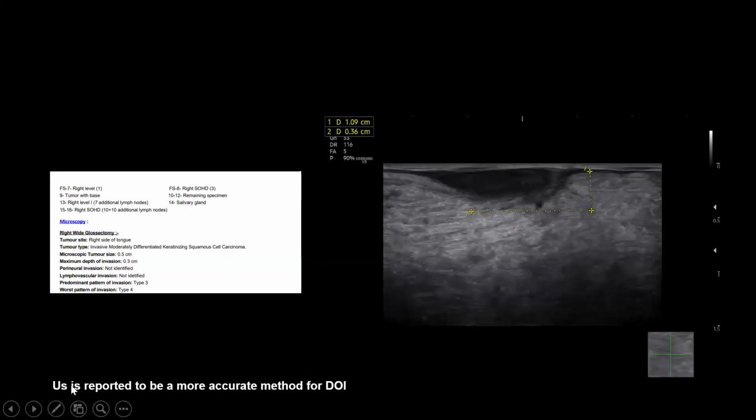Recently it has started coming up that ultrasound is more accurate for depth of invasion, because of its high resolution, especially in anterior tongue lesions. So this is a representative case that we have done here. The ideal way is you have to include the normal mucosa, draw a line along the normal mucosa, and then the maximum involvement is the depth of invasion. This was 3.6 mm.